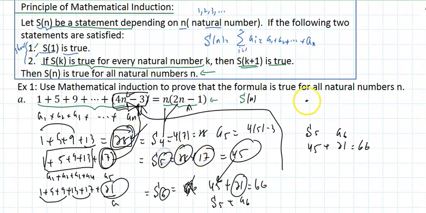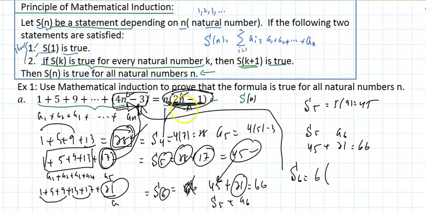How about here? S sub 5. What is S sub 5? The right side is the formula. It is 5 into 2 times 5, 10 minus 1 is 9. That's 45. Look at that. How about S sub 6? S sub 6 is, go to that formula, throw 6 in for n. 2 times 6 is 12 minus 1 is 11. Isn't that 66?